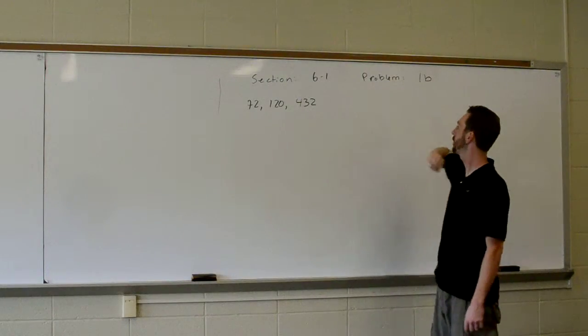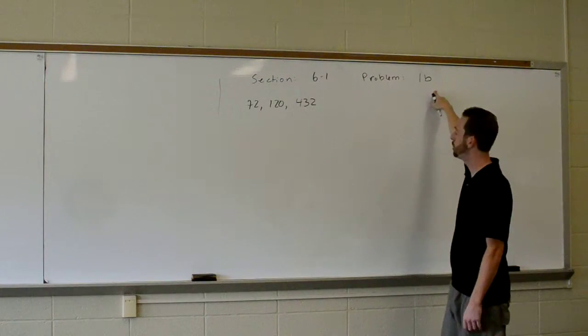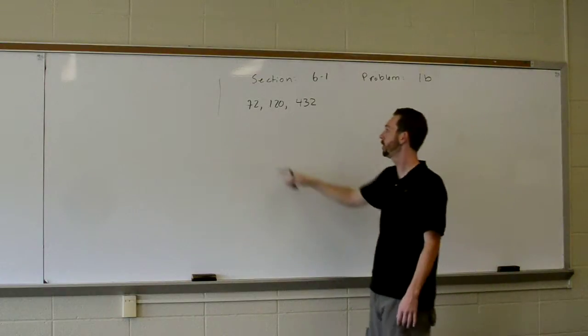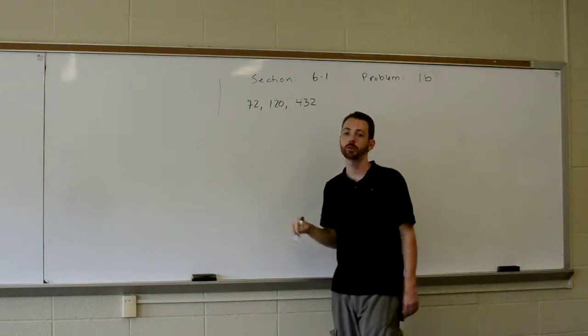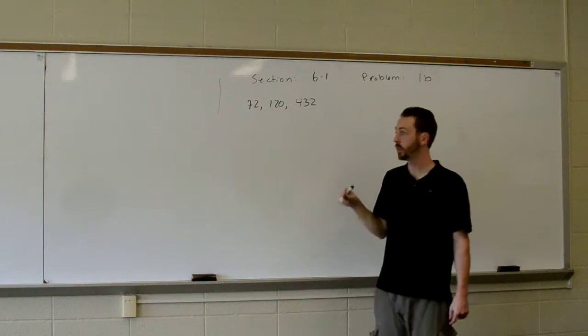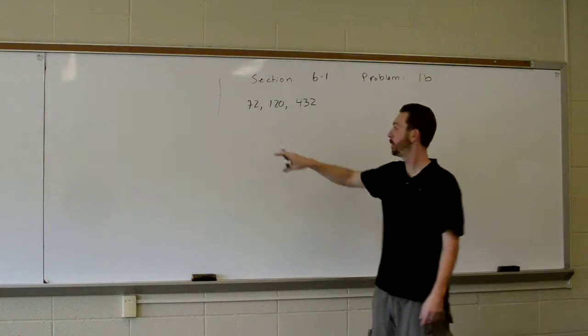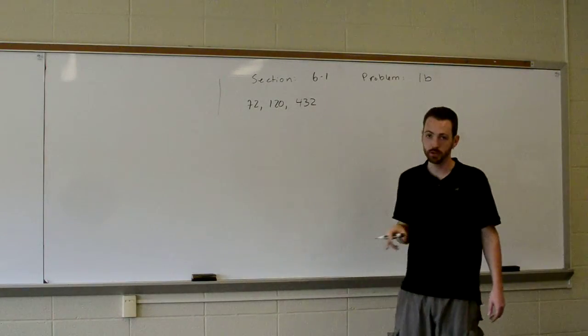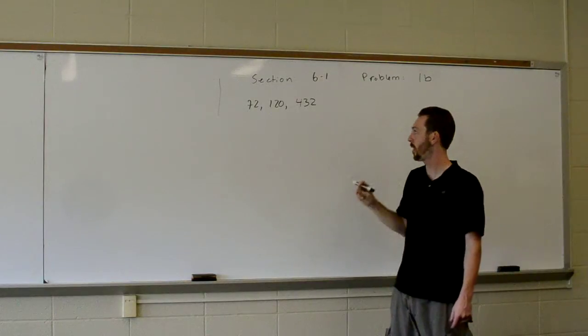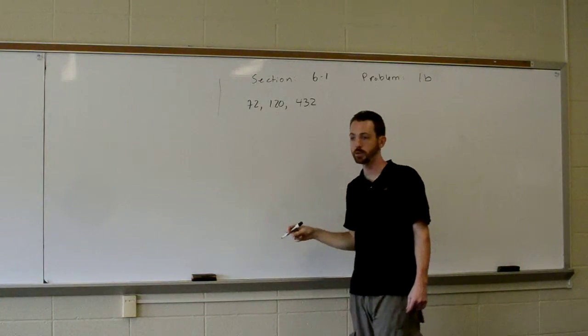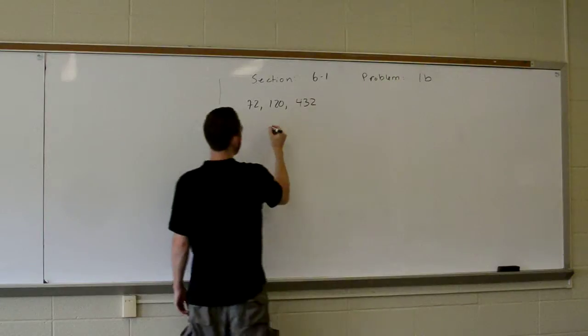Here we're doing section 6.1, problem 1b from the book. And what we're looking for is a greatest common factor. So a greatest common factor is the largest number that goes into each one of these numbers. The way we do that is by doing prime factorizations of each of these numbers. So we'll start out with 72.